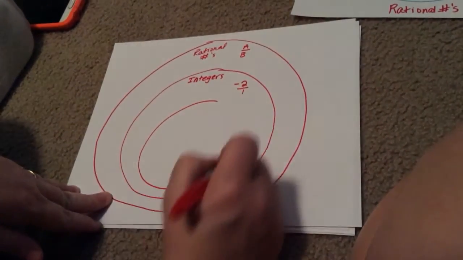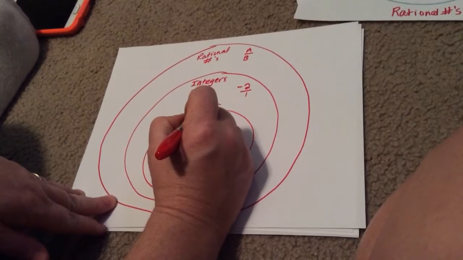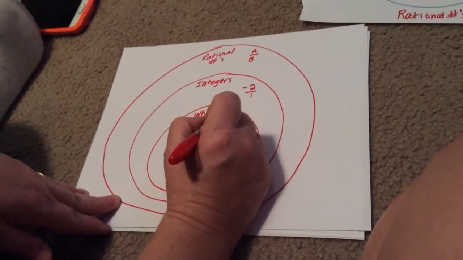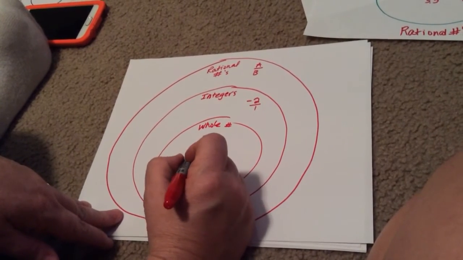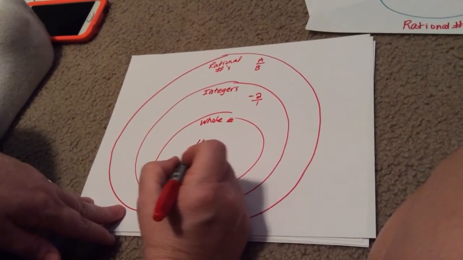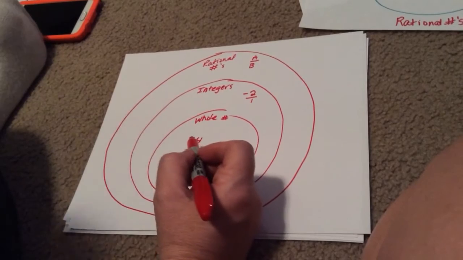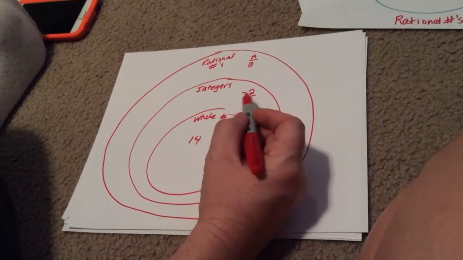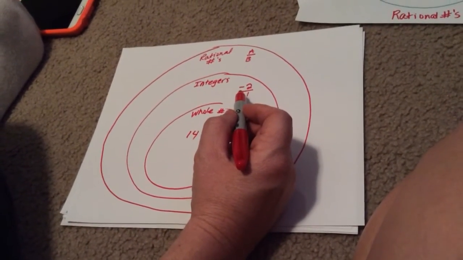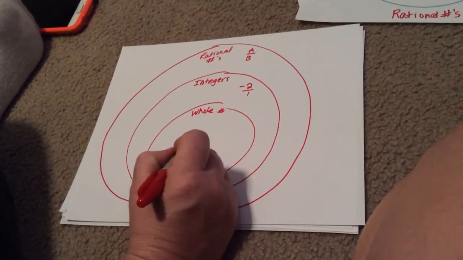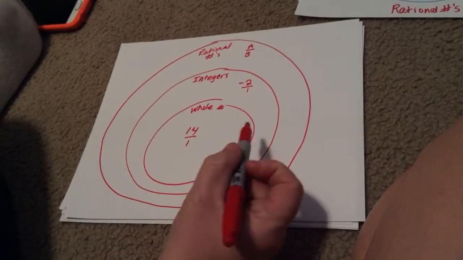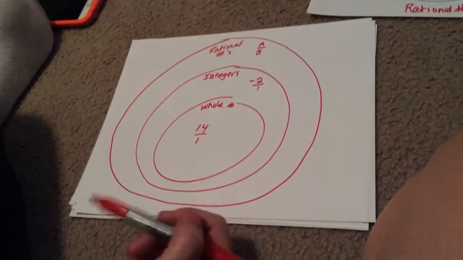There's also a whole number right here. Okay, the whole numbers are only the positive ones. So the number 14 is a whole number because it's a positive number, but it's also an integer because those are positive and negatives that are on the number line, right? But it's also a rational number because it can be written as 14 over 1. So when you put them on a Venn diagram, there's a very specific place to go.